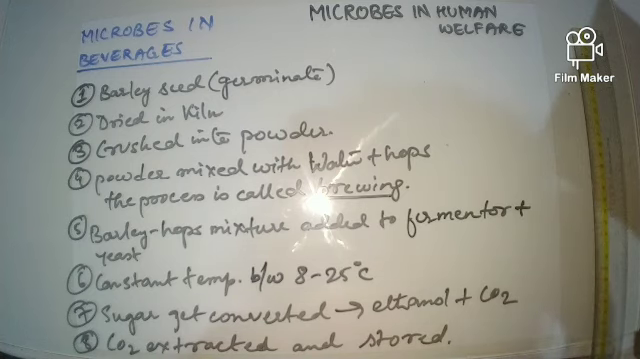After the brewing process, the ground barley hops mixture is added to a fermenter along with yeast. A constant temperature between 8 to 25 degrees centigrade is maintained, depending on the type of beer being made. Yeast acts on the sugars of the barley seeds and converts them to ethanol and carbon dioxide. The carbon dioxide is extracted and stored for later use, while excess yeast is removed and the mixture, which is now called green beer, is allowed to mature and develop a distinct flavor.